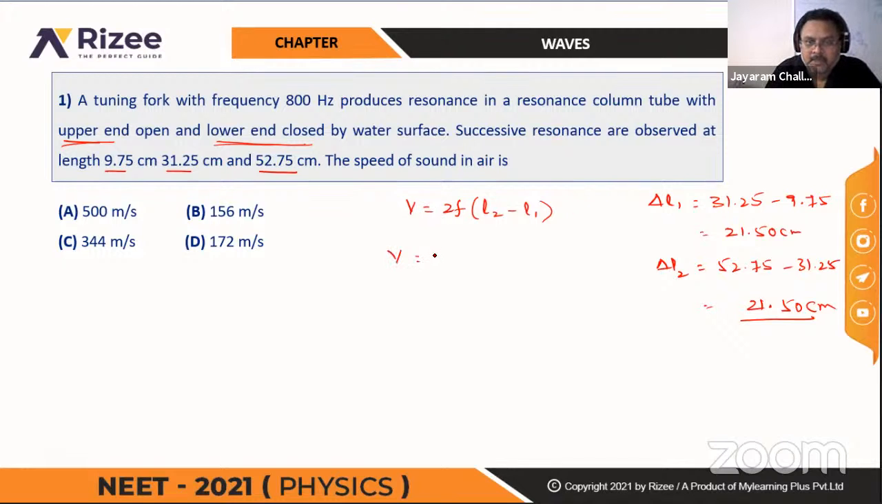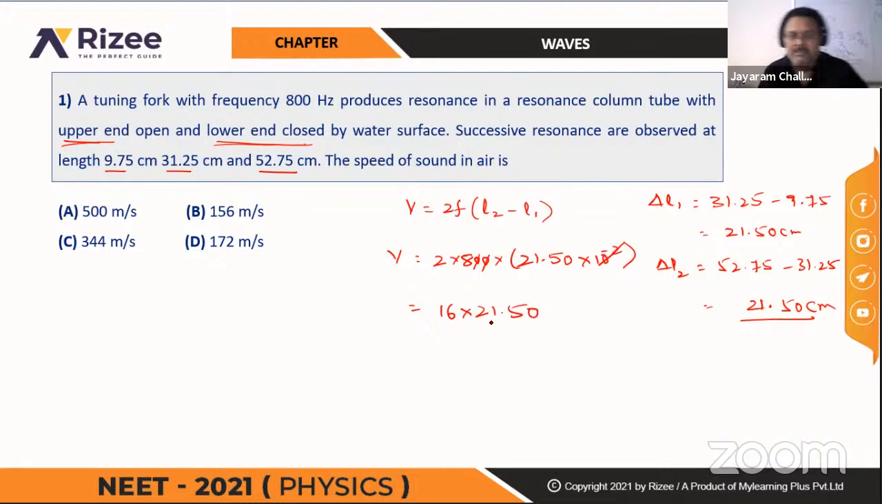Put it in the formula: 2 into frequency, which is 800, into the difference in length, 21.50. Since it is in centimeters, converting it into meters, the 10 to the power minus 2 cancels two zeros. It is 16 into 21.50. If it were 20 into 16, that means 320, so our answer should be just greater than 320, that is 344.